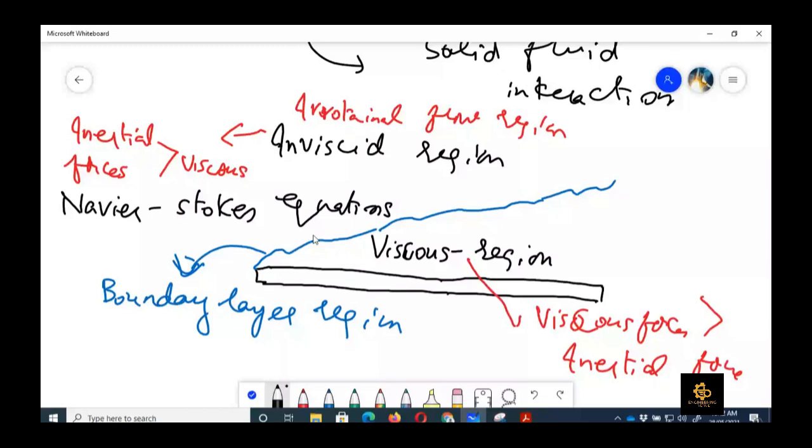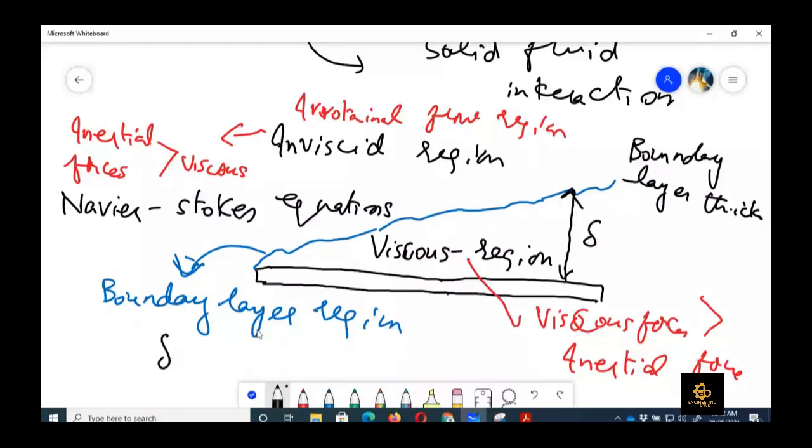If you remember, in chapter number 8 we discussed that one parameter for that is boundary layer thickness. Boundary layer thickness is the distance away from the solid surface up to where the velocity is different from the free stream velocity. So it means that delta is the region where u upon U, where capital U is the free stream velocity, is less than or equal to 0.99.